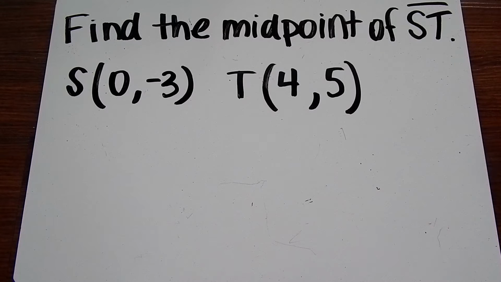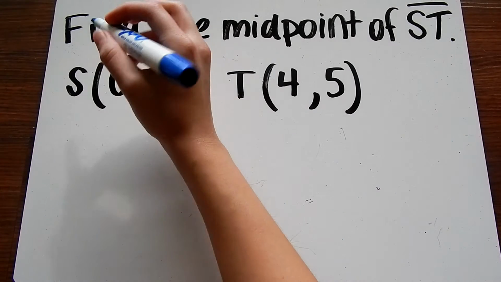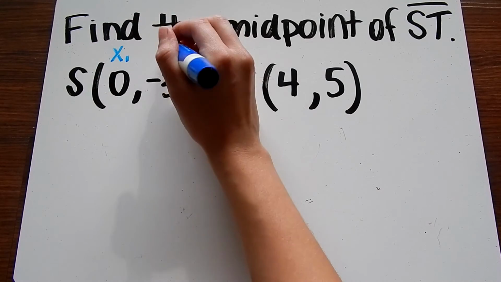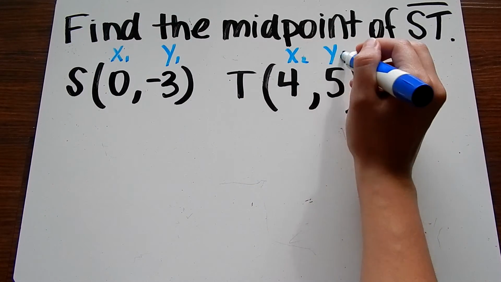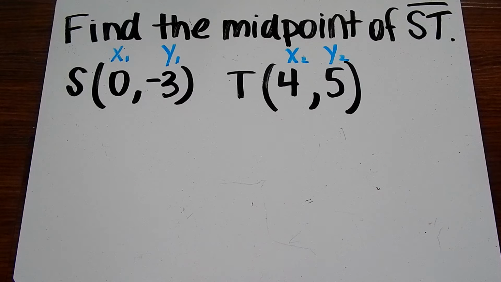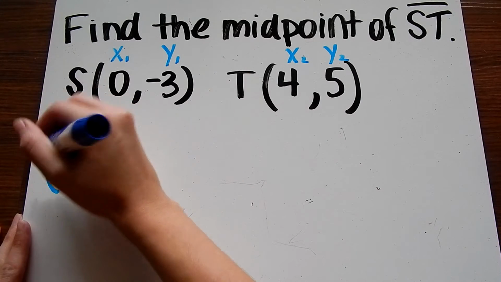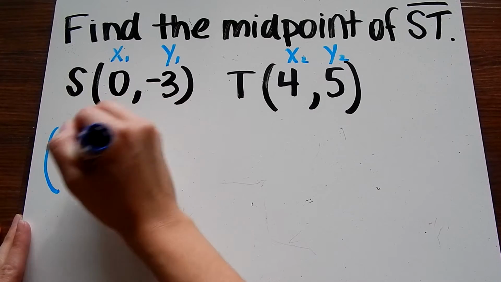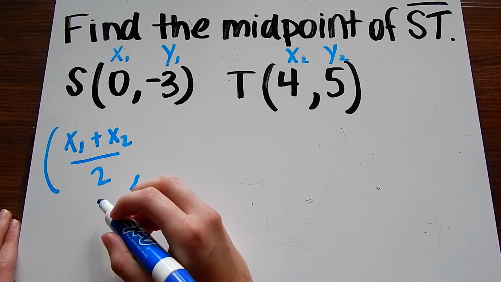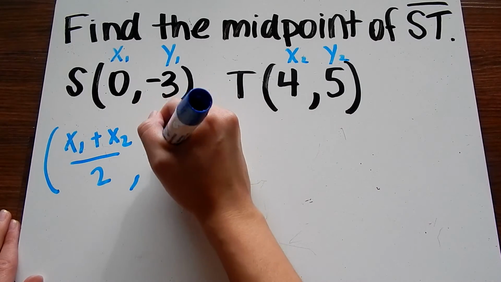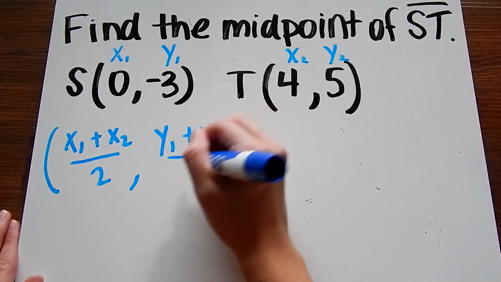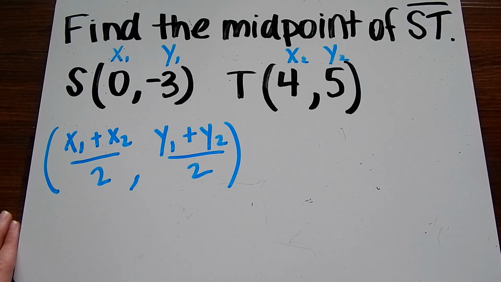Okay, for our second example, it wants us to find the midpoint between S and T. Now S and T are now on a coordinate grid, not a number line, so they have an X and a Y. So I'm going to label this X1, Y1, X2, Y2. That's how we label points. So our midpoint is going to be, our formula is X1 plus X2 divided by 2. That will get us our X coordinate for our midpoint. To get the Y coordinate, Y1 plus Y2 divided by 2. So all we need to do is find our X and our Y coordinate and we'll get our answer, our midpoint.